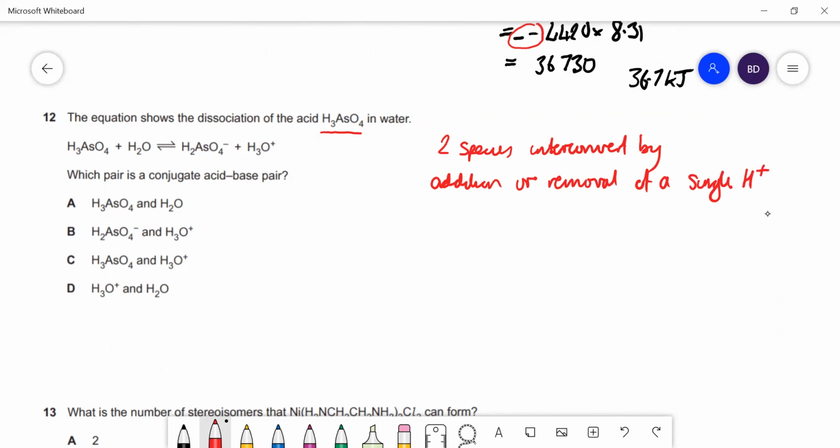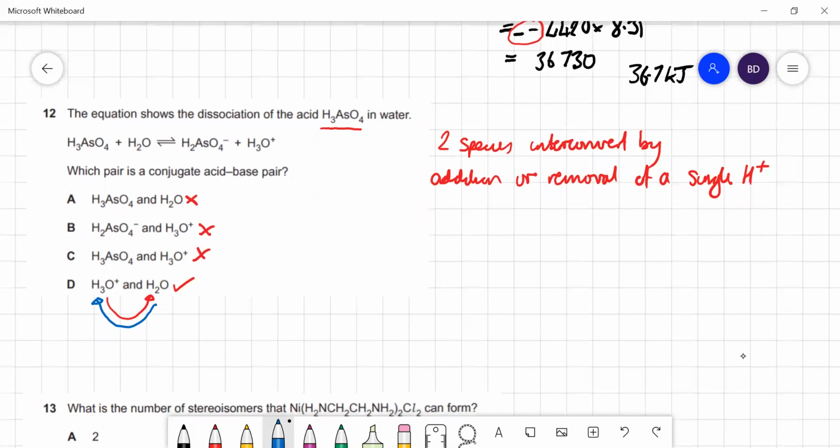Okay, so right, we're going to look. That's obviously wrong because they're not related to each other. That's wrong. Okay, that's wrong. Okay, this is the correct answer because you can turn that into that by losing a proton, and you can turn water back into the H3O by adding a proton. So D is the correct answer there. Those are the three things you can't interchange. They're not acid-base conjugate pairs.